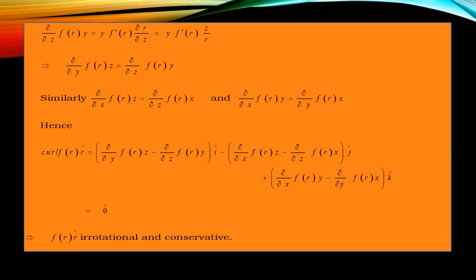If the curl of a vector field is the zero vector, then we say that the vector field is irrotational, or we can also say that it is a conservative vector field, because curl f(r) r cap equals 0 vector. The given vector field f(r) r cap is irrotational, and we can also say that it is a conservative vector field. We are done.